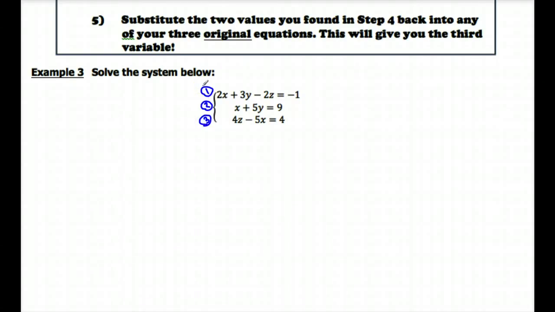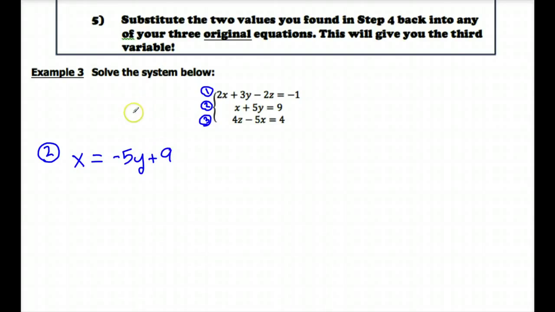Okay, so what I'm going to do for this problem, and again, you could do elimination on this, that's fine, but I'm going to take equation 2, and since it's only got two variables, I'm just going to take it right away, and I'm going to solve for x. So, since it's x plus 5y equals 9, if I just subtract 5y from both sides, that gives me x equals negative 5y plus 9.